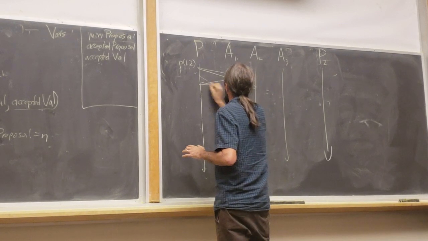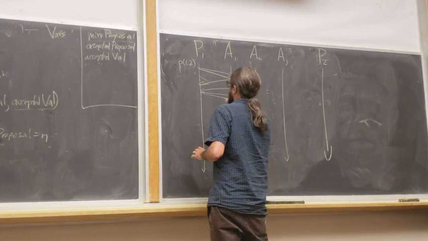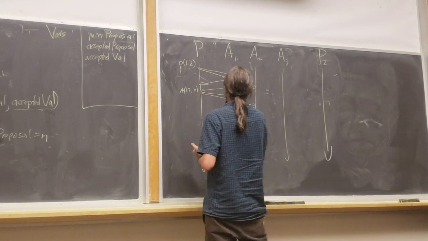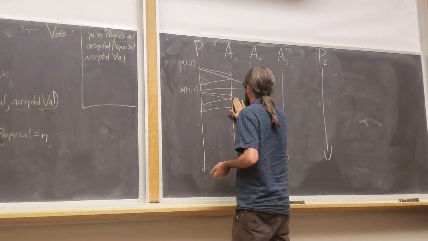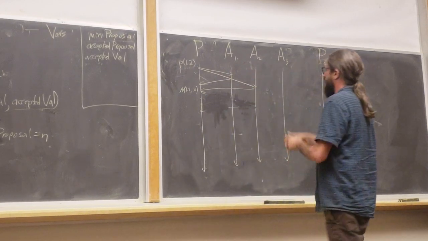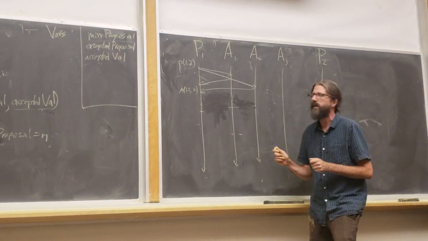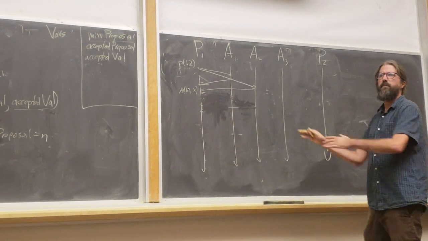So I could complete phase 1, accept 1.2 x, complete phase 2. Oh wait, no, not quite complete phase 2. Sorry, my bad. Right, I completed phase 1, and it's looking good. I have a majority of acceptors that have agreed to follow me. They're not going to follow anybody lower than 1.2. I'm getting ready to ask them to accept my value x.